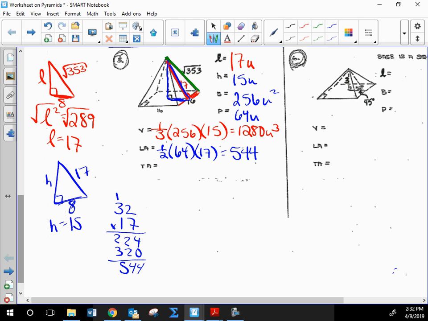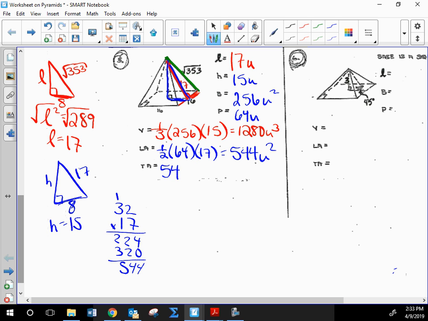544. So we're not distributing here. It's 1/2 times 64, and that is times 17. Or you can use the commutative property, like up here, where I switched my two pieces. You're just doing the commutative property. 544 units squared. All right, and then our total surface area?